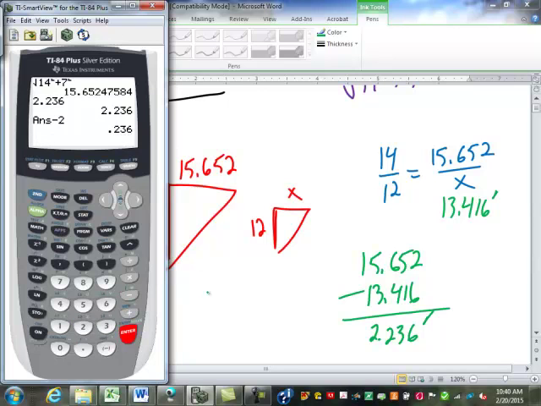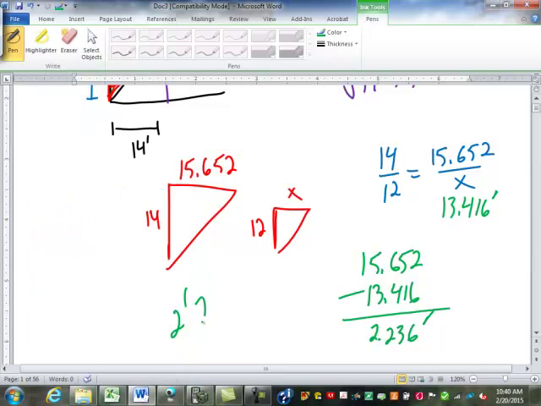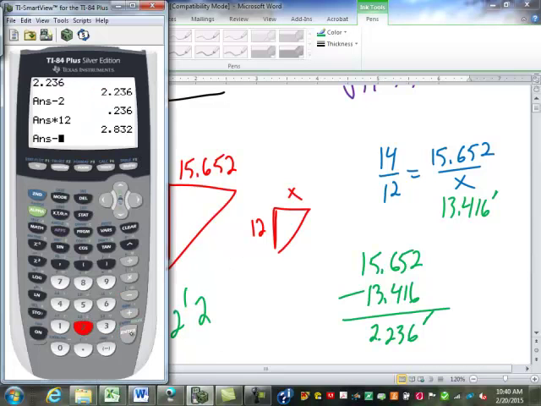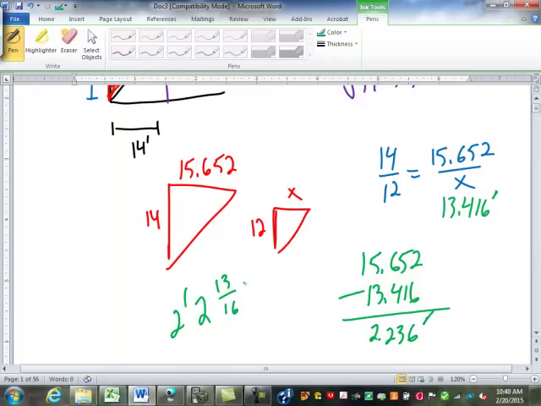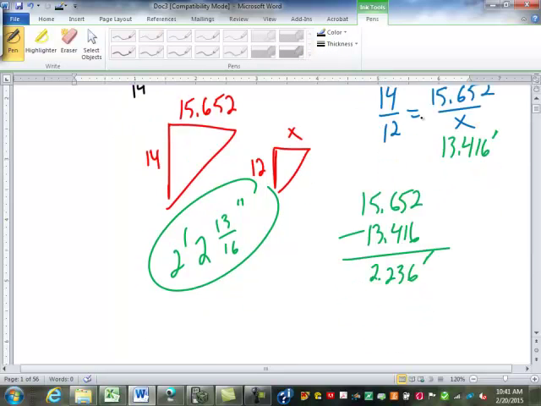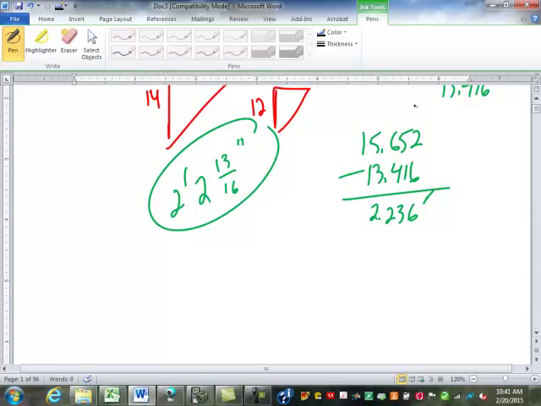Subtract 2. 2 feet, you said 2 inches? Okay, so we got the 2 inches, subtract the 2, times 16. Yep, 13 sixteenths. 2 foot, 2 and 13 sixteenths. Good job. How many of you had that one right? Cool. Does it make more sense now?